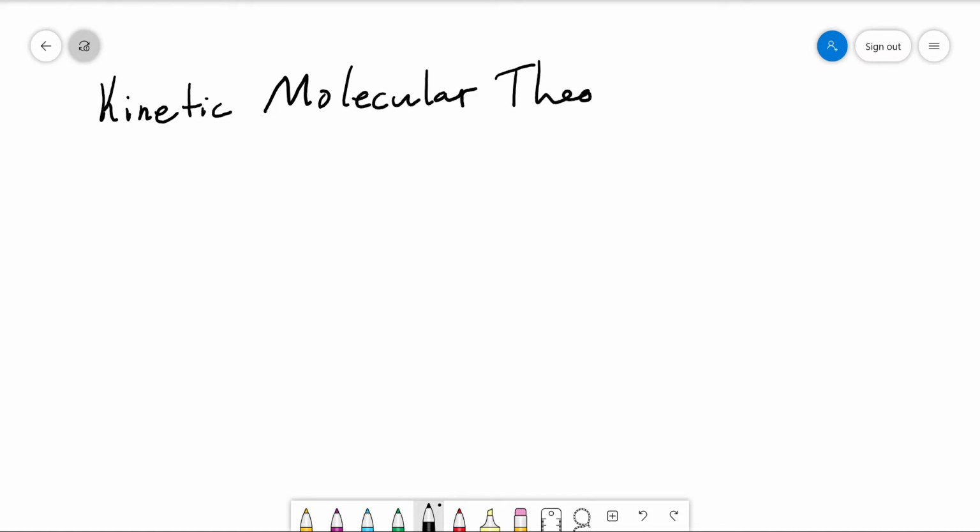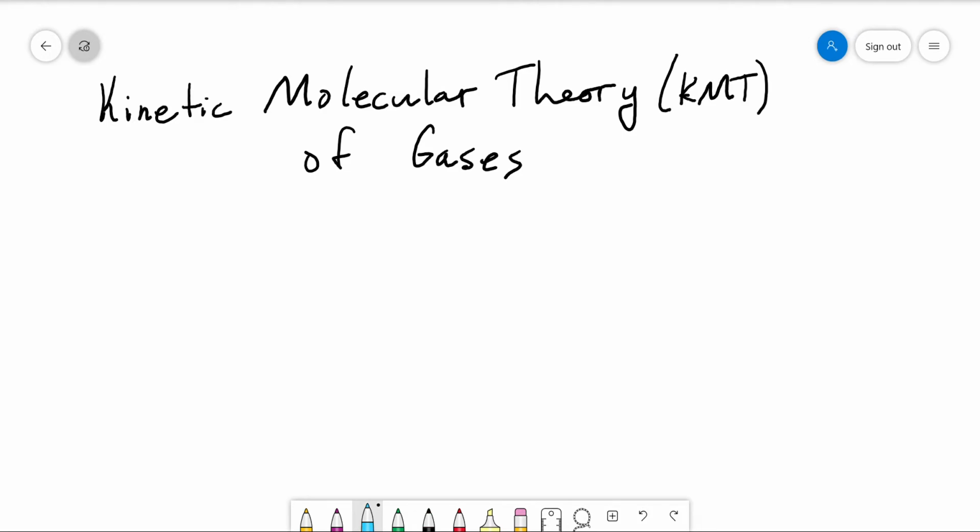All right, we're going to talk about what we call the kinetic molecular theory, or KMT of gases. So just look at the words real quick. Kinetic, that means motion. It's the opposite of static. So this is the theory that explains gas behavior based on their motion. That's all it is. And there's 5 parts to it, and we're just going to go through them one at a time.